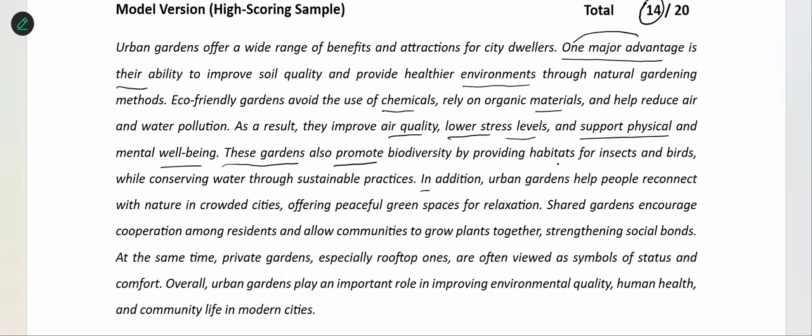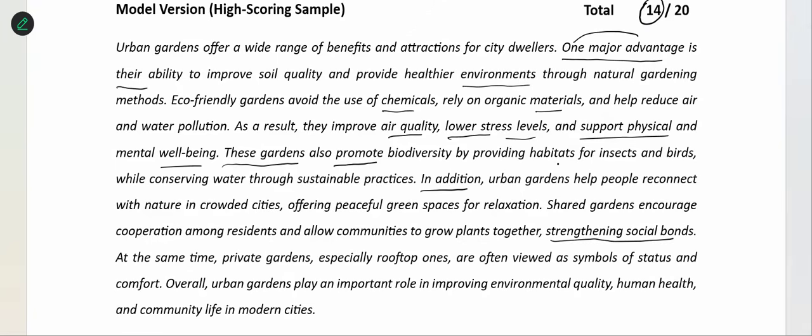In addition, look at this linking device. Urban gardens help people reconnect with nature in crowded cities, offering peaceful green spaces for relaxation. Shared gardens encourage cooperation amongst residents and allow communities to grow plants together, strengthening social bonds. At the same time, look at this, strengthening social bonds.